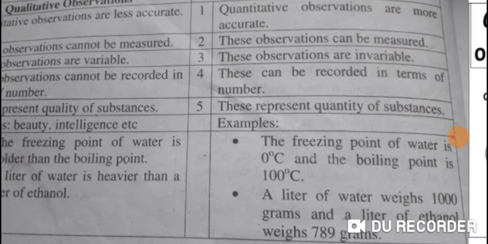the quantity of a substance is known in quantitative analysis. We can find out the freezing point of water, that is 0 degrees Celsius, and we can find out the boiling point of water, that is 100 degrees Celsius. And we can find out that 1000 grams of water is equal to 1 liter, whereas 789 grams of ethanol is equal to 1 liter. That is why 1 liter of ethanol is lighter than 1 liter of water.